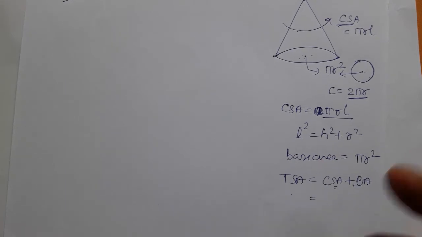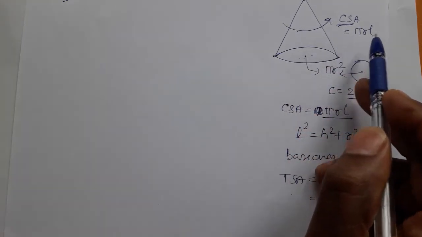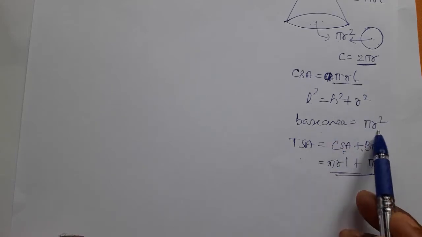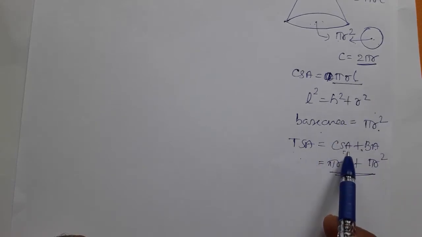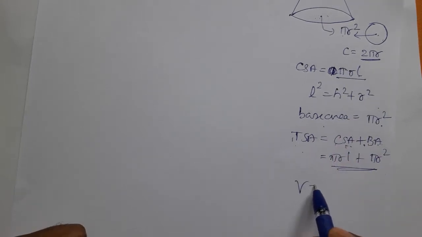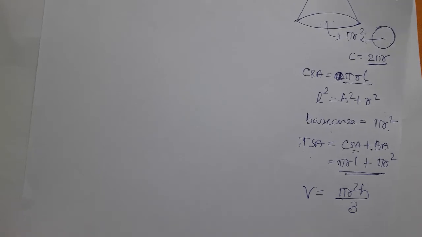The total indicates what surface area the whole cone has. One is curved, found by pi r L, plus the base, found by the circle, pi r square. This is total surface area. Learn curved surface area and base area separately; total surface area need not be learnt, because it is the sum of these two. Now volume, at last. Volume is very simple. Volume of cone is pi r square h by 3.